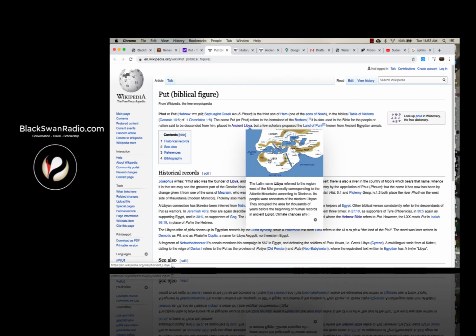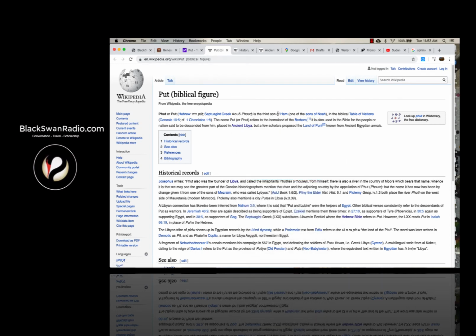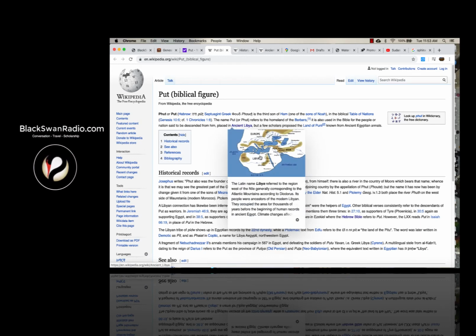So this is the reason why you have the divisions here: Christianity, here, Islam, and here, Judaism. The head of the bird, the one wing, the left wing. All right, so we'll go into all of those details. Right now, we're establishing that Put represents the ancient Libyan territory.